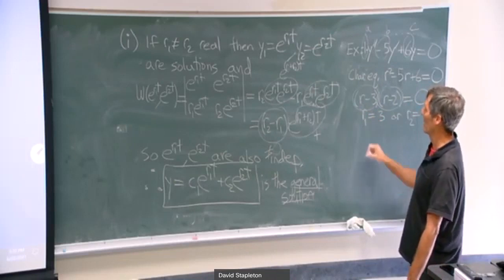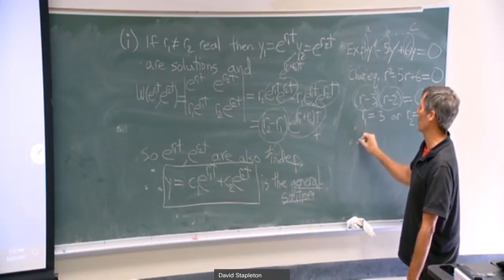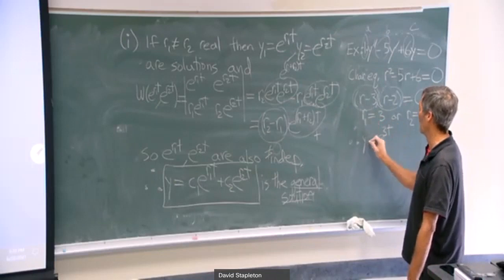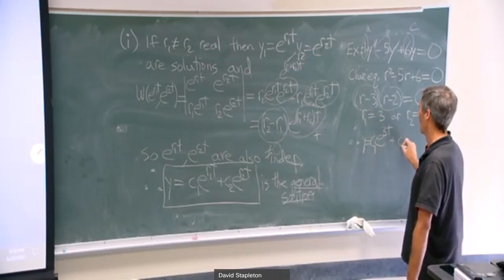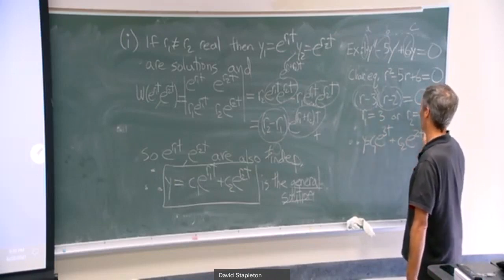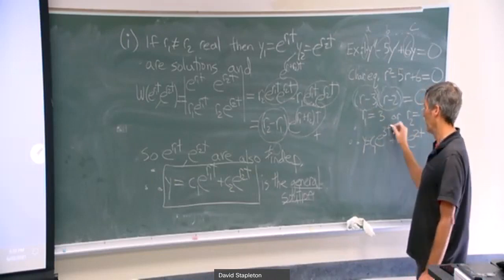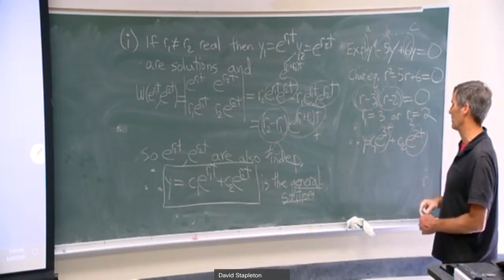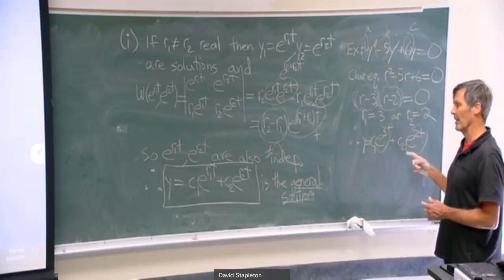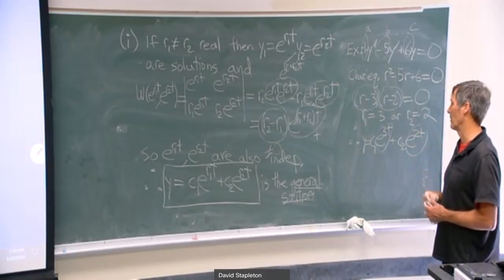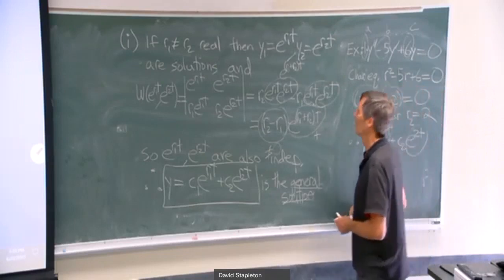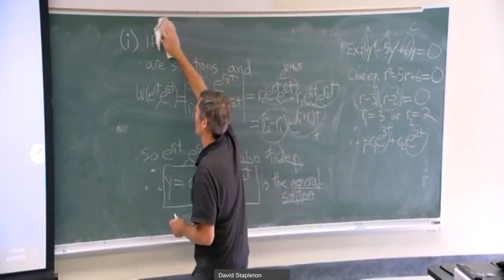And now we'll say, therefore, the general solution is y equals e to the 3t times c1 plus e to the 2t times c2. Just put r1 here and r2 here. This is a solution. This is a solution. We just showed that as long as r1 and r2 aren't equal, these are independent. So this is the general solution. Every solution can be written in this form. All right, so that's the first case.